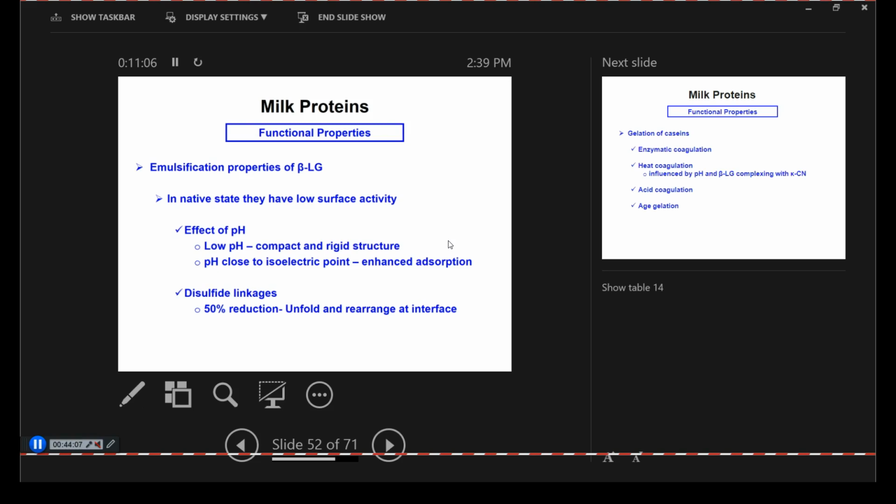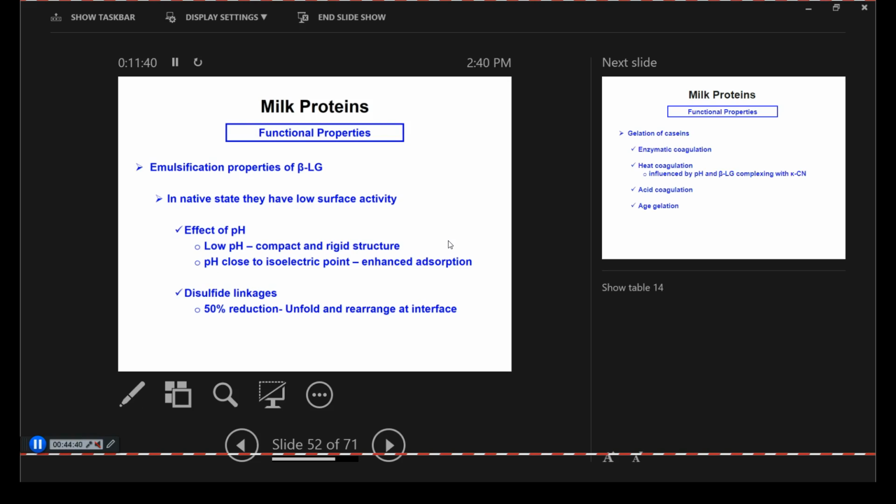Whereas if we look at beta-lactoglobulin, it is not naturally an emulsifier in its native state because it has low surface activity. It's very polar and highly charged on the surface with very little surface hydrophobicity. So at low pH, for instance, it's compact and rigid. At pH close to the isoelectric point, we might have some enhanced adsorption to reduce repulsion.